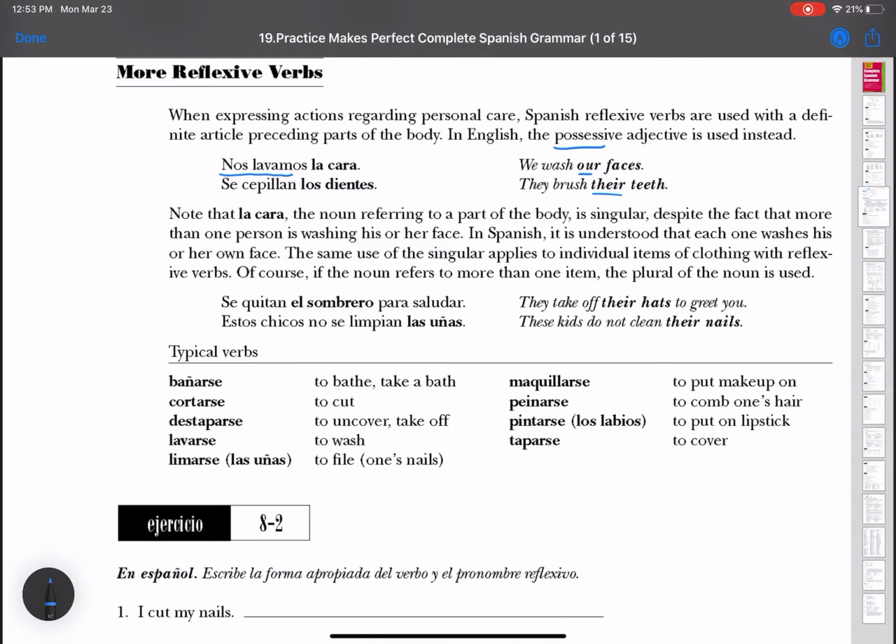okay? Estos chicos no se limpian las uñas. The kids do not clean their nails, right? So though these kids no se limpian, which is like se limpian, so they themselves don't clean the nails. Okay, so it's just understood that we're obviously talking about their nails.